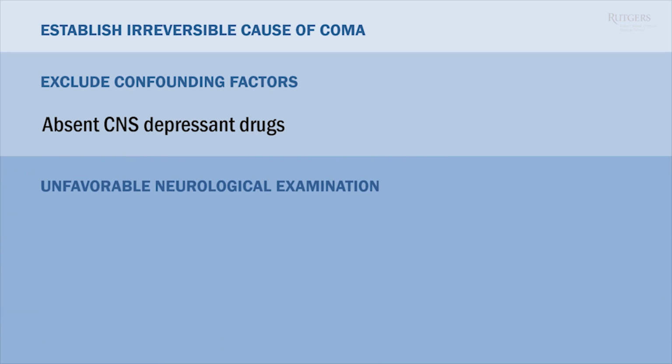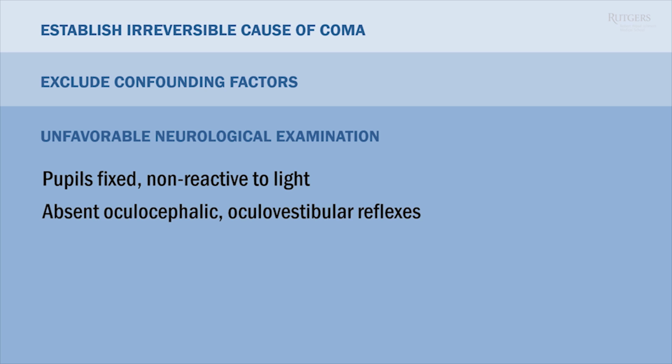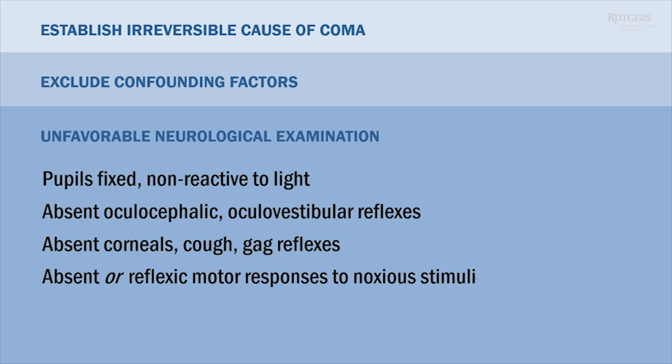Next, you need clinical evidence of loss of brainstem function. The pupils must be fixed and unreactive to light. There must be no oculocephalic and oculovestibular reflexes, no corneals, no cough or gag reflexes. There can be no meaningful motor responses present, although reflexes like upgoing plantars or triple flexion are allowed. And the patient must not exhibit any spontaneous breathing. The patient must be completely dependent on the ventilator for breaths.